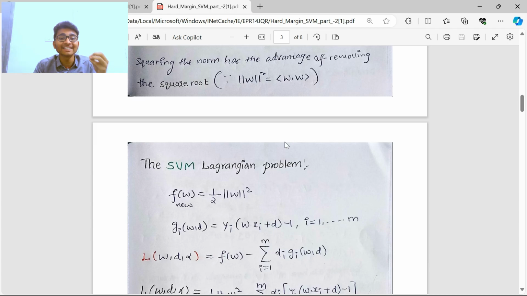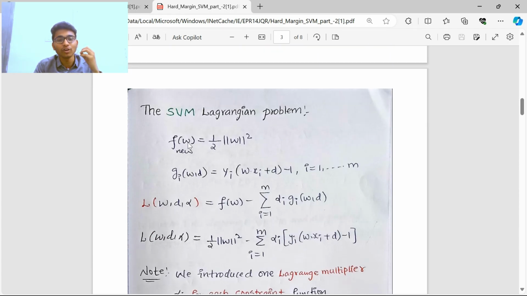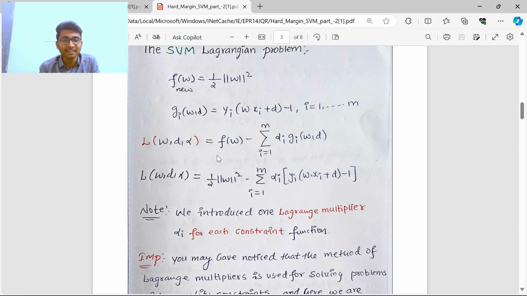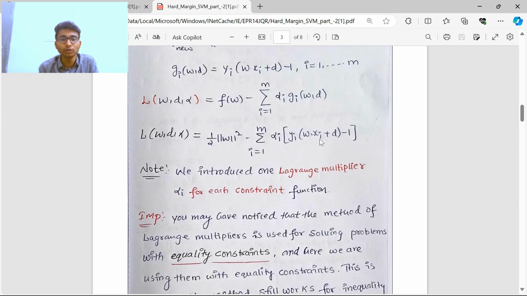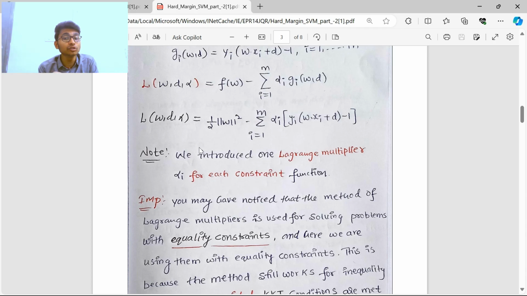Now the Lagrangian problem is: this is our new f of w, and this is our gi of w, our constraint. I am defining the Lagrangian function as f of w minus summation alpha i into this. Substituting the values, we came up with this Lagrangian function. We introduced the Lagrange multiplier for each constraint.